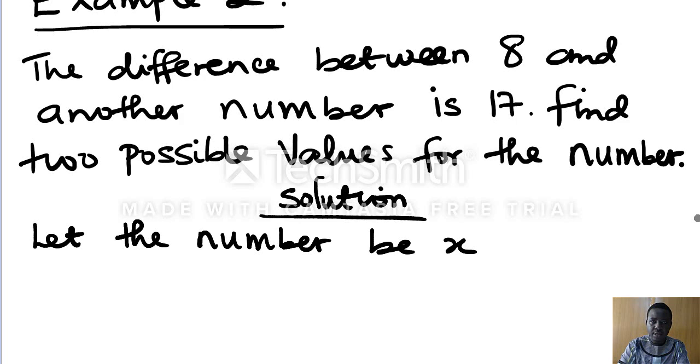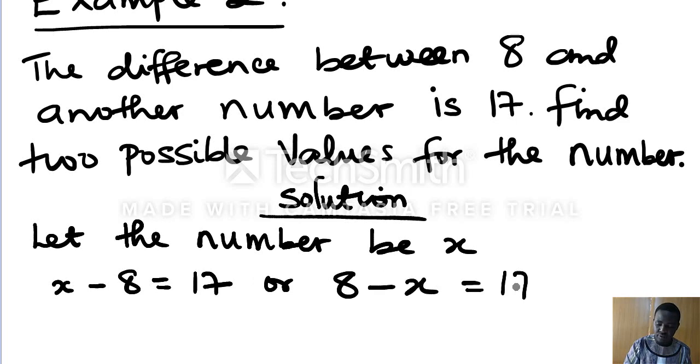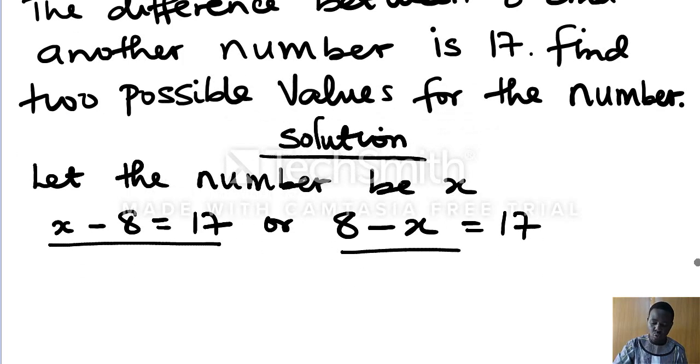It is possible that we can say x minus 8 is equal to 17, or 8 minus x is equal to 17. Now, we can use this if we assume that x is greater than 8, or this if you assume that x is less than 8. So with these two equations, you will have two possible values for the number x. So I'm going to solve them and we'll get the two possible values.